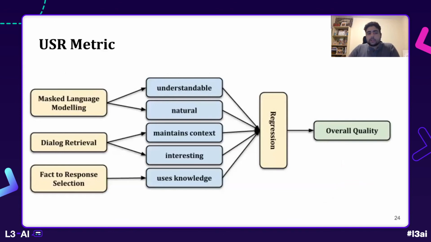So to sum up the USR metric, we have these 5 different qualities, and we have 3 different models. These models aim to approximate the different qualities. Once we have a score for every single one of these qualities, we pass them through a regression that is trained on the data that we collected. And by computing the regression, we get the overall quality score.